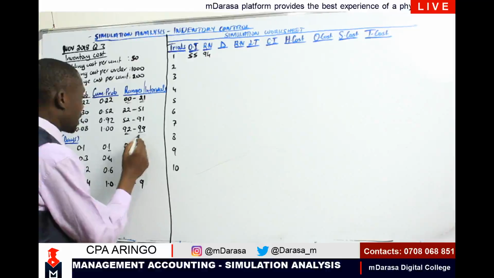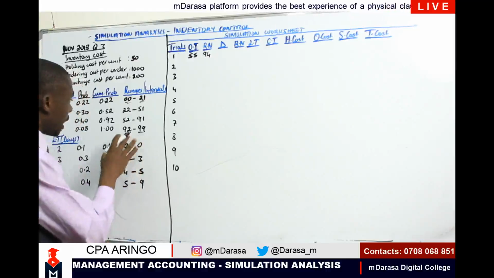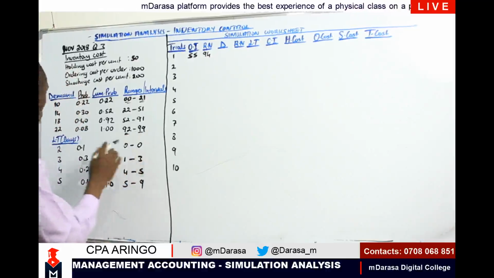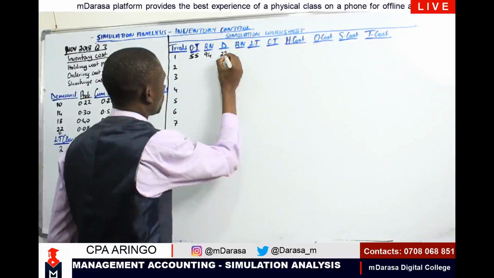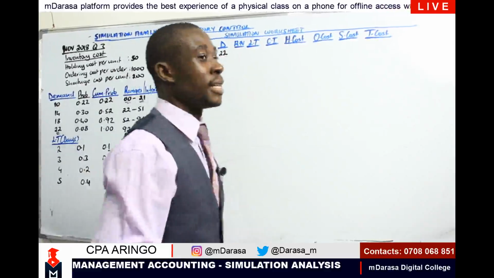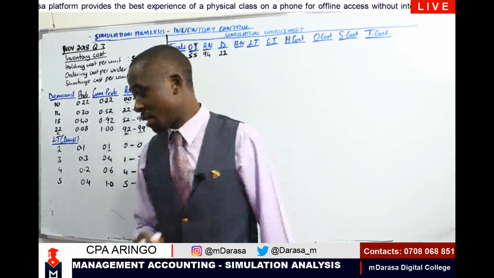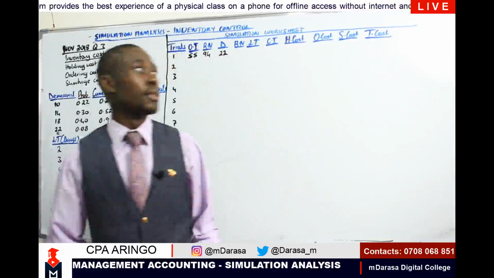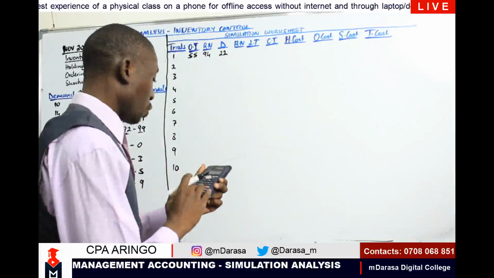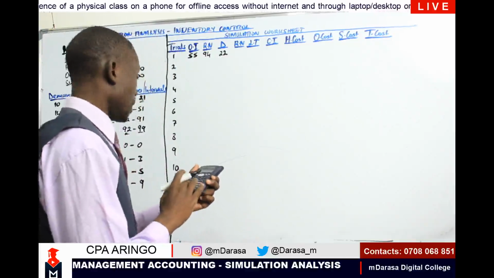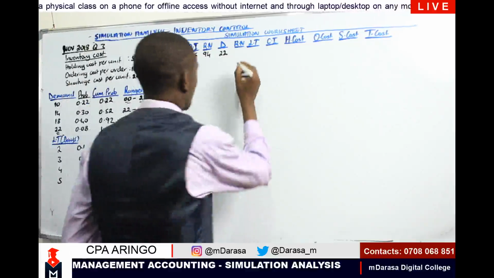I can clearly see my 94 will fall between 92 and 99 to give us a demand of 22 units. So therefore, my demand is 22 units. If we had 55 at the beginning, and our demand during the period was 22, then our balance will be 55 minus 22, to give us 33 units here.